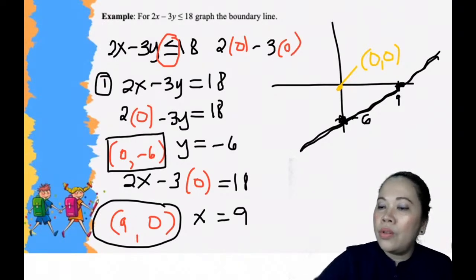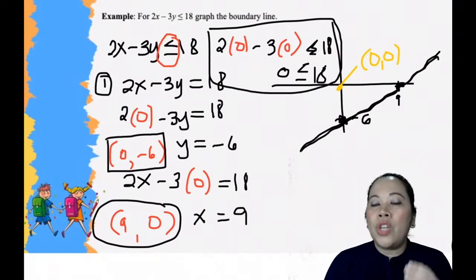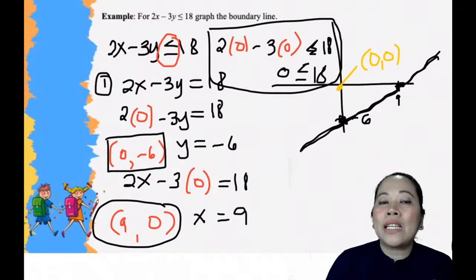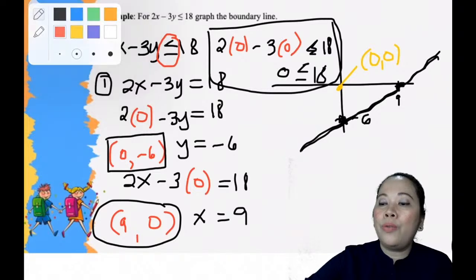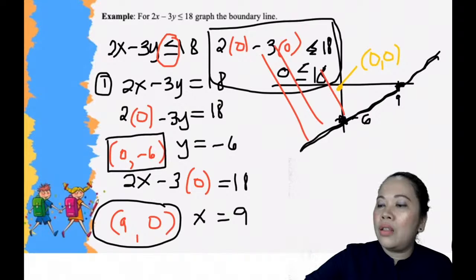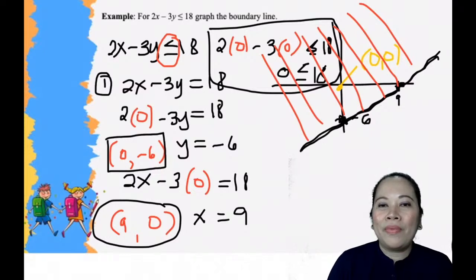Is 0 less than or equal to 18? Okay, so this is your test point. You check whether 0 is less than or equal to 18. It is indeed less than 18, correct? So since it's less than 18, you shade the side where the 0, 0 is, because that will make your inequality correct. So you shade the side where 0, 0 is. Okay? Got it?